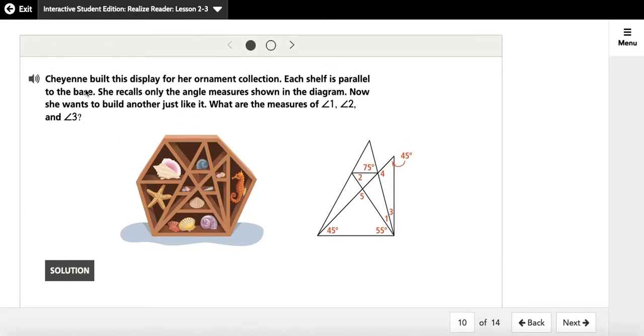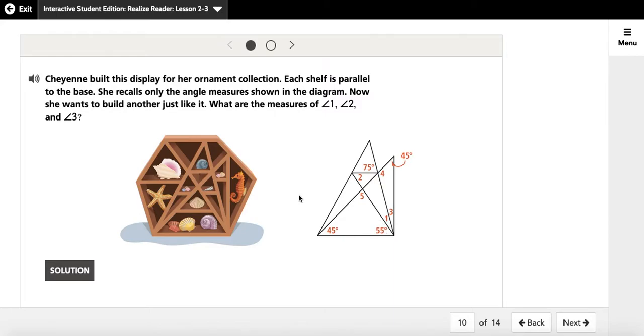Cheyenne built this display for her ornament collection. Each shelf is parallel to the base. She recalls only the angle measures shown in the diagram. So only the 75 over here, the 45 up here, 55, 45.